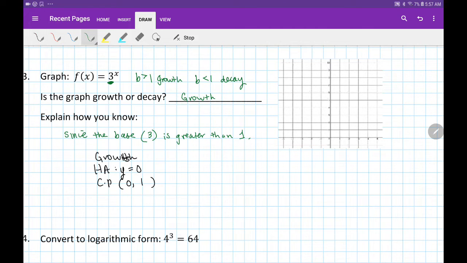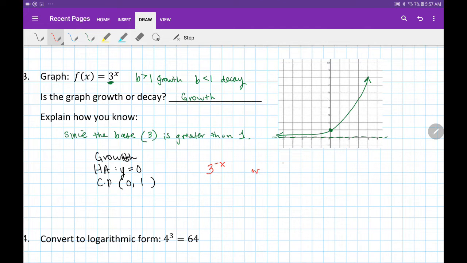So here we go. Let's graph what we know. We have an asymptote at 0. We go through the point (0, 1). And we're growth, so we're going to start low and then grow high. Just like that. Beautiful.